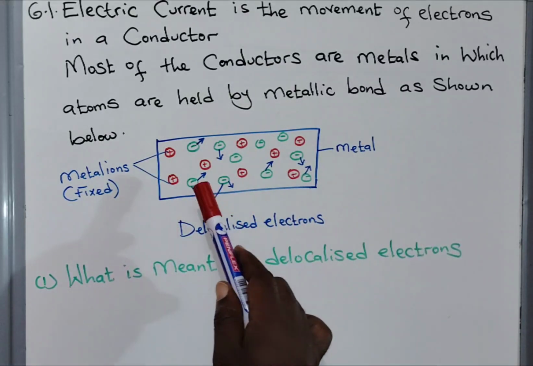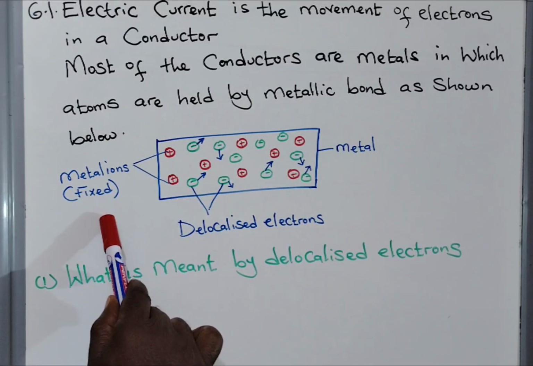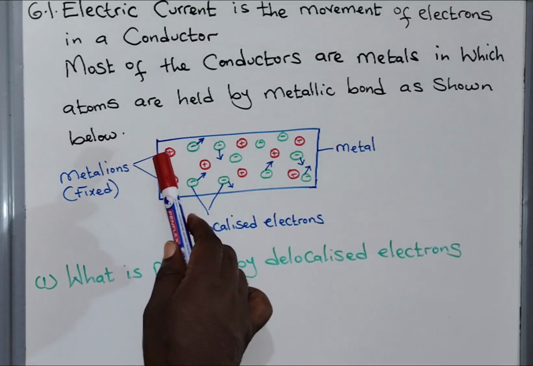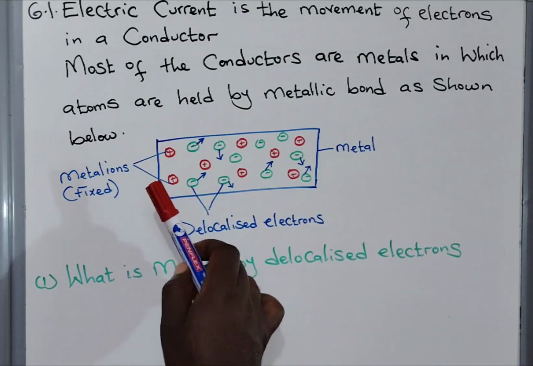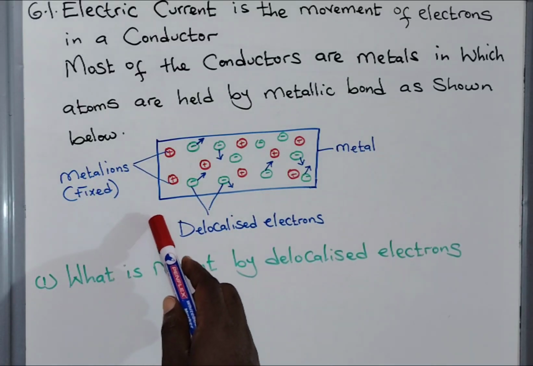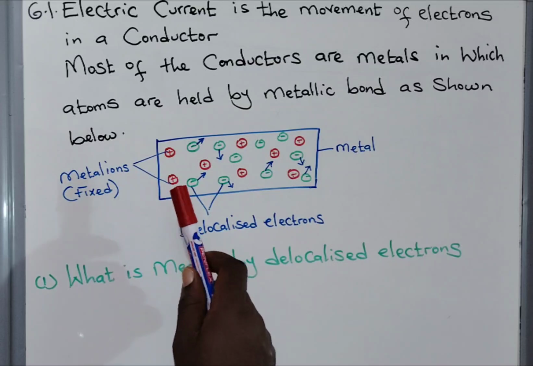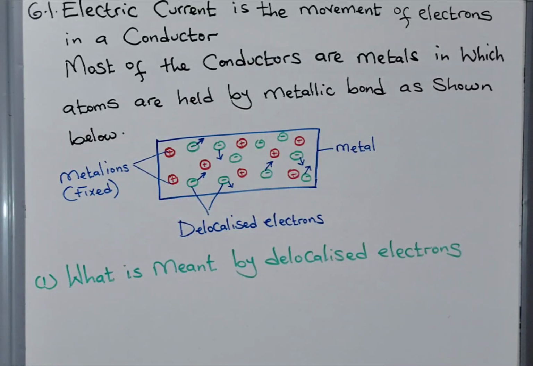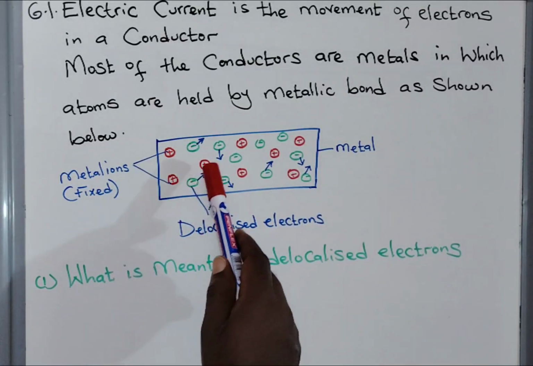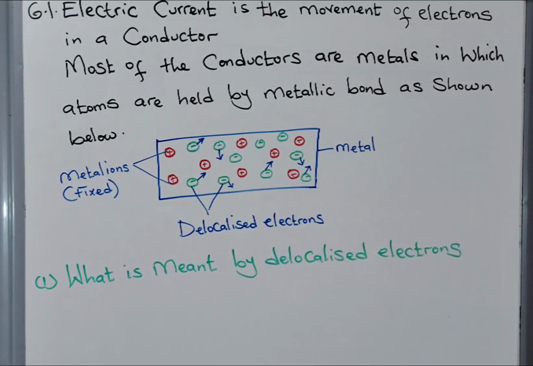So what do we see? Inside the metal, we have metal ions, which are fixed. Okay, how are they created? These metal ions are created when atoms lose electrons. So these electrons are the ones which are lost. So when an atom, a neutral atom, loses an electron, it becomes positively charged.